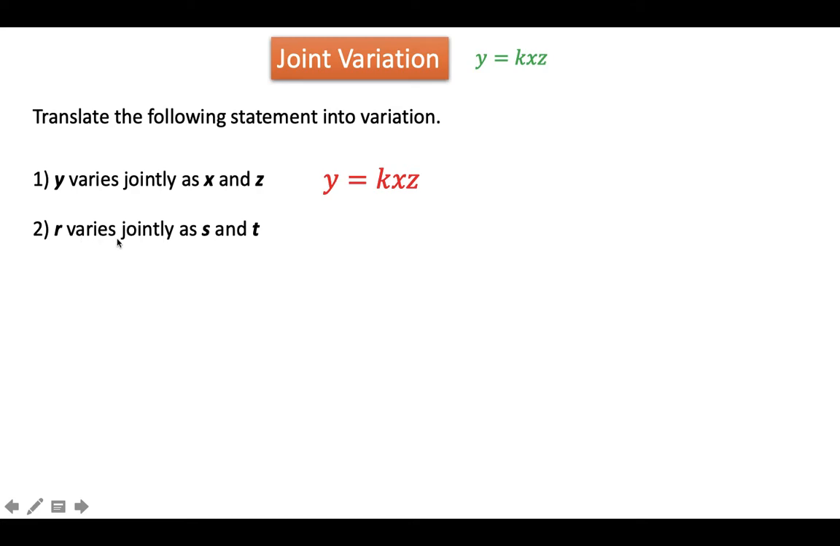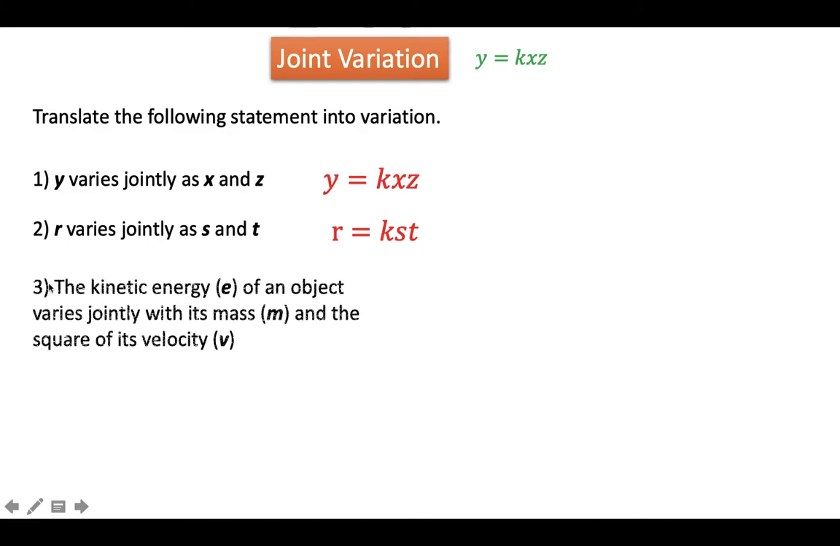Okay, now we're given r varies jointly as s and t. So it is translated as r is equal to k times s times t, where k here is the constant. Given number 3, the kinetic energy E of an object varies jointly with its mass m and the square of its velocity v. So that is E is equal to k, the constant, times m, the mass, times v squared.